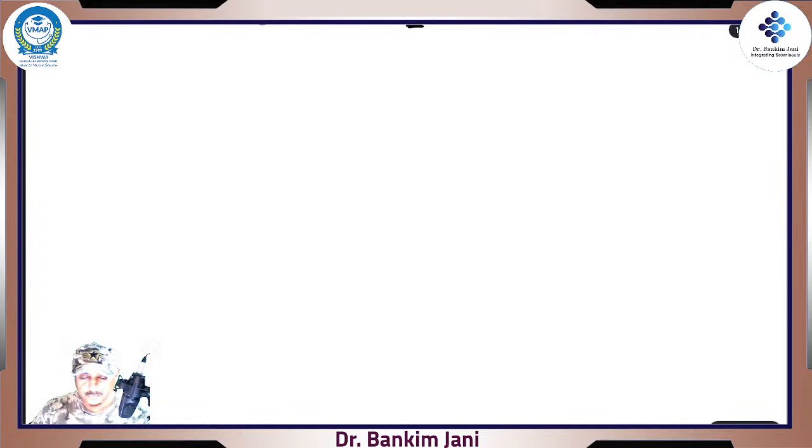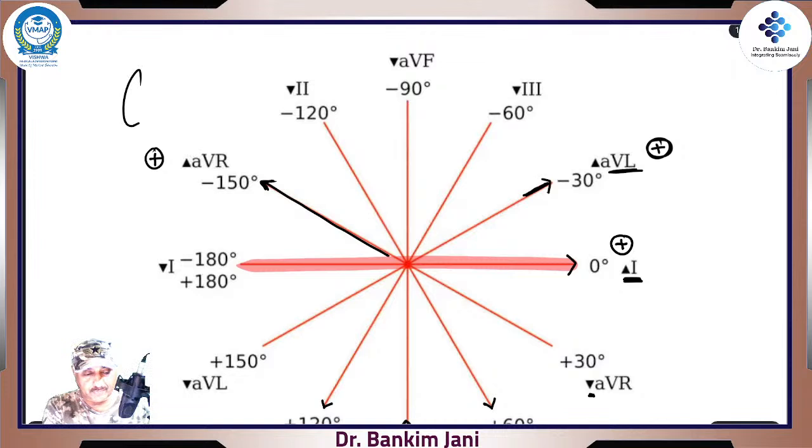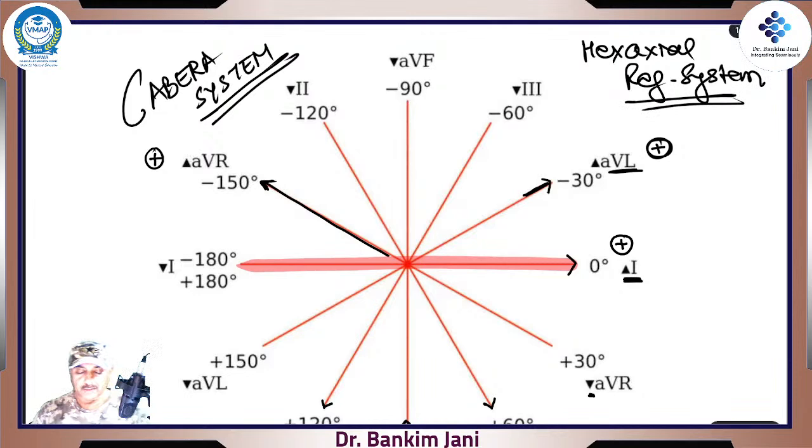So let's write it over here. This thing would be good. So what you saw, this is what is called the Cabrera system. It is this Cabrera system which is telling us what exactly we are watching. This is also called the reference system or the hexaxial reference system. This is the Cabrera system.